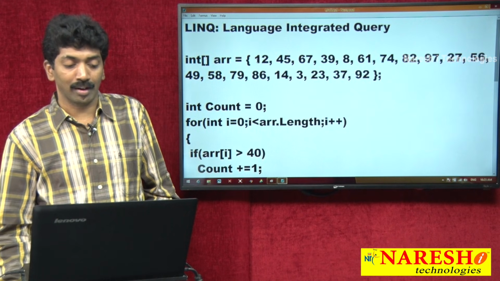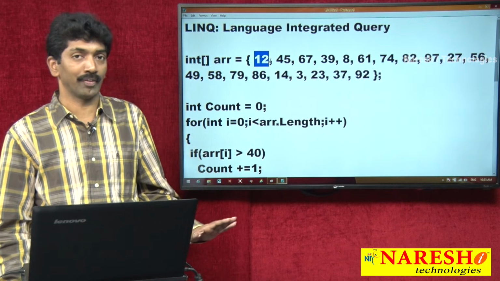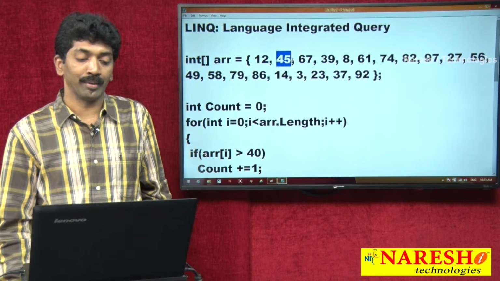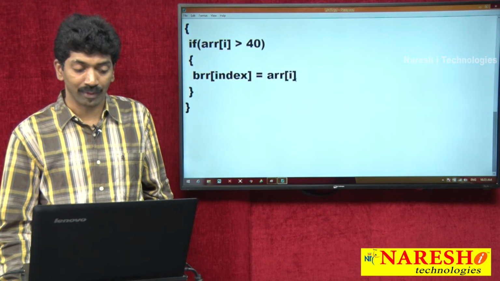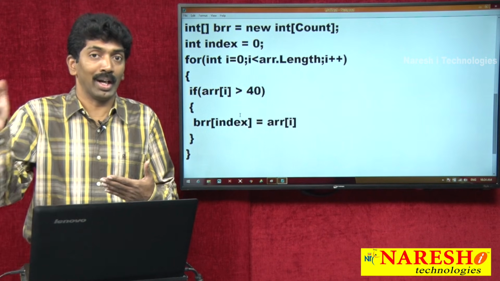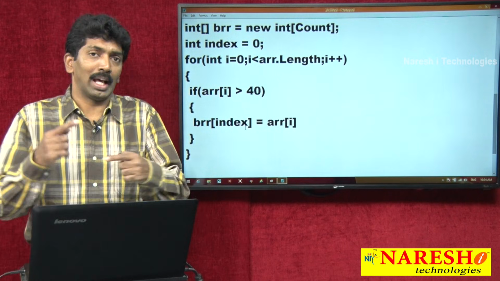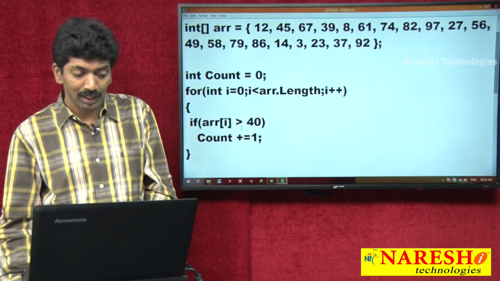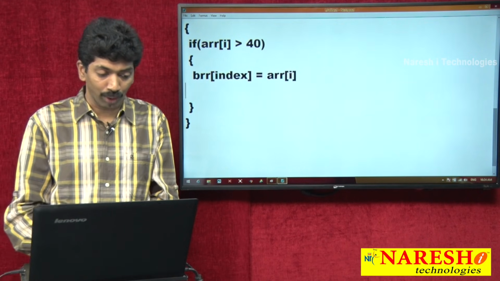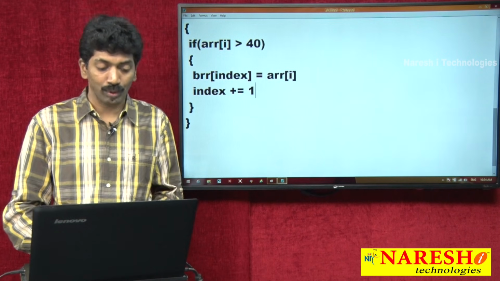Understand? ARR of 0. Is it greater than 40? No. So it will not enter into the if condition. ARR of 1 greater than 40 enters into the if condition and is assigned to BRR of 0. Just notice it. ARR of 1 is assigned to BRR of 0. So likewise the loop is going to execute, and in the next line you are required to again increment the index value. Index plus equals 1.